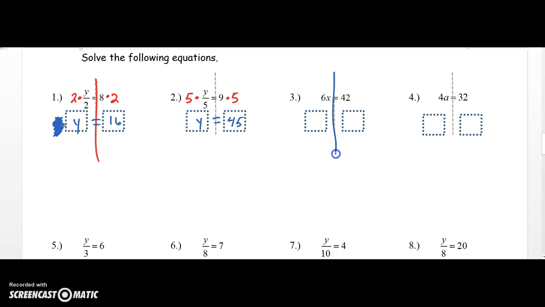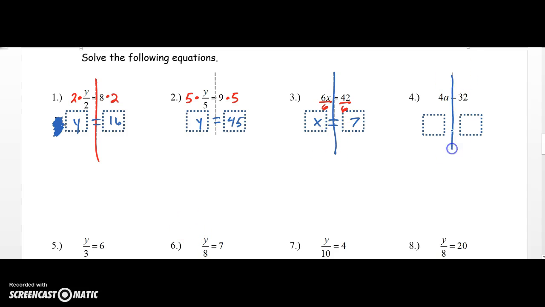Now, number 3, 6x. Now we know a number attached to a variable means multiply. So we really have 6 times x here. Now we have multiplication. So what's the opposite? Division. So we are going to divide by 6 on both sides. You get 6x divided by 6, which is 1x, but once again, we do not need that 1 there. So x is alone. Perfect. That's what we want. Now you have 42 divided by 6, you get 7. So our answer here is x equals 7.